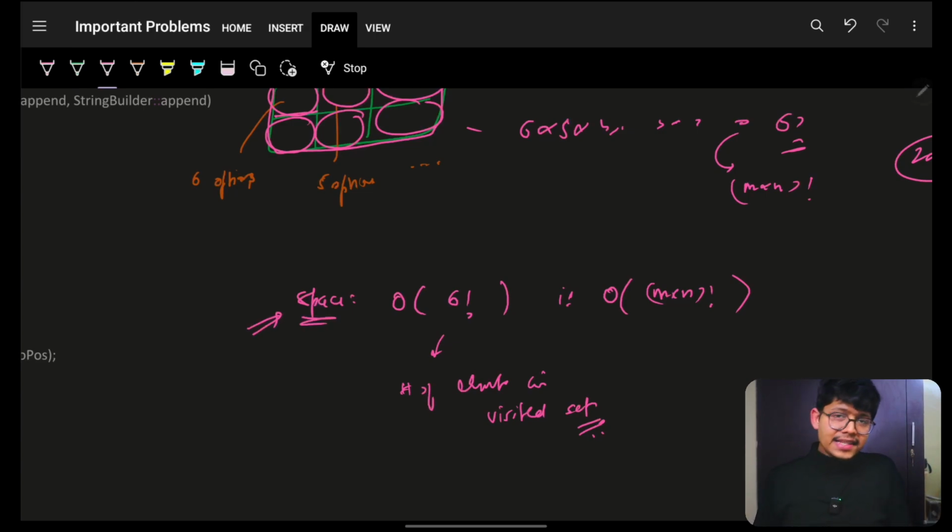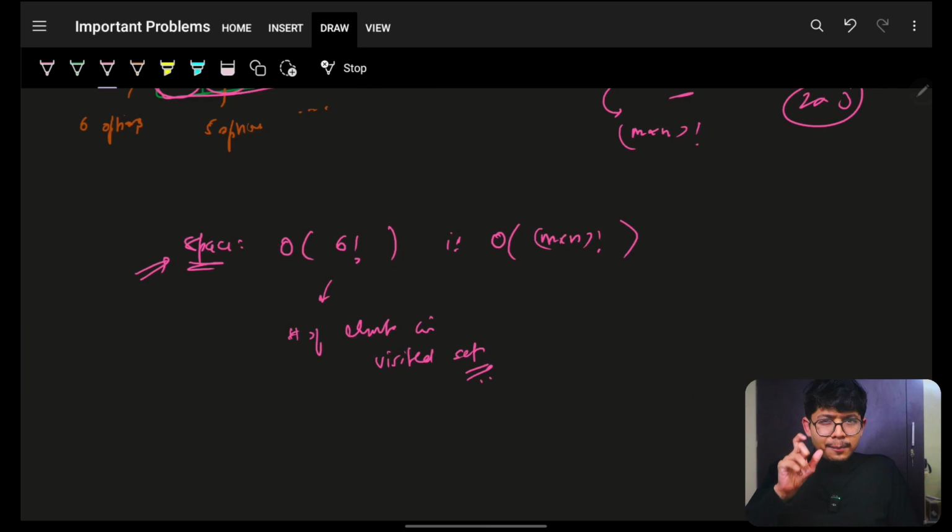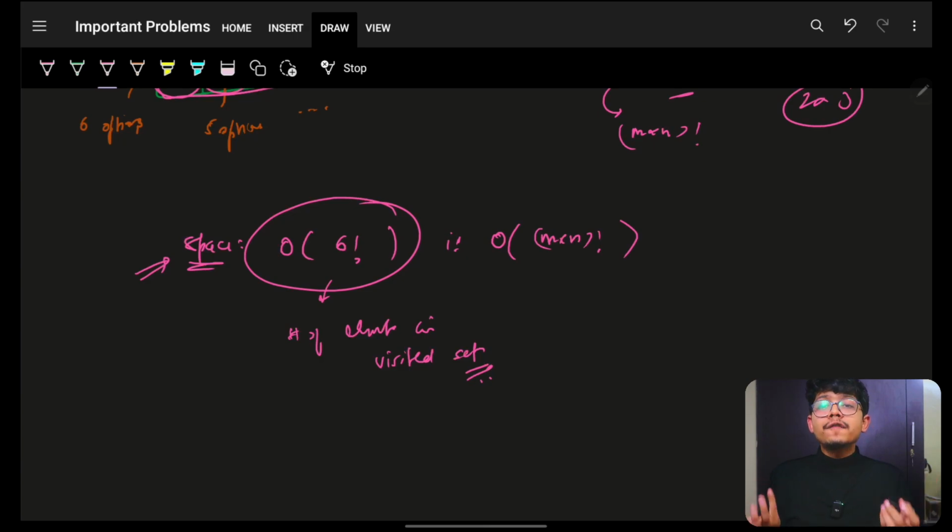Now, for the space itself, you know that visited can store all possible combinations in the worst case. All possible combinations are O of 6 factorial, which is nothing but O of m into n factorial.